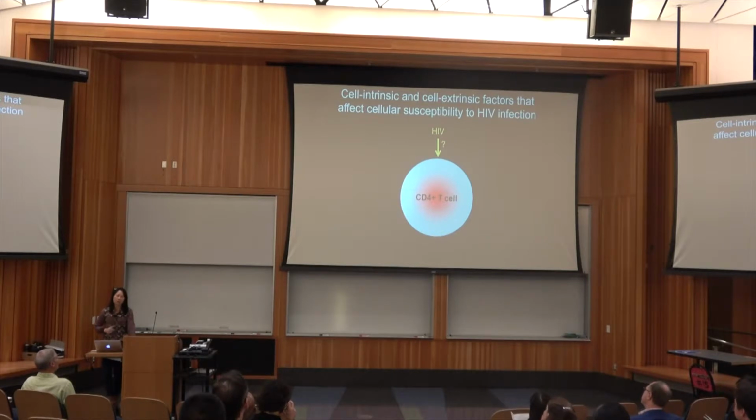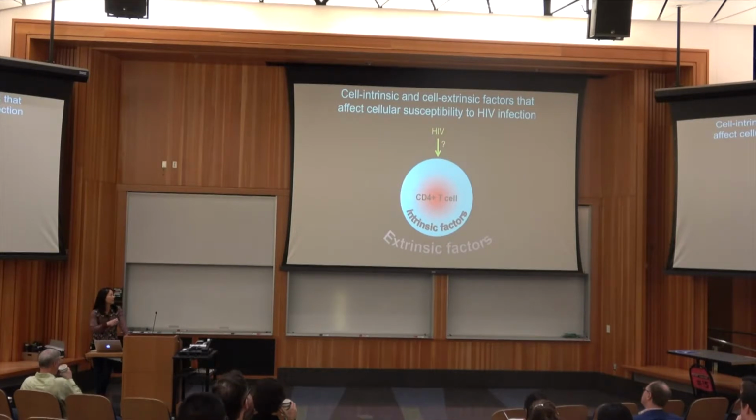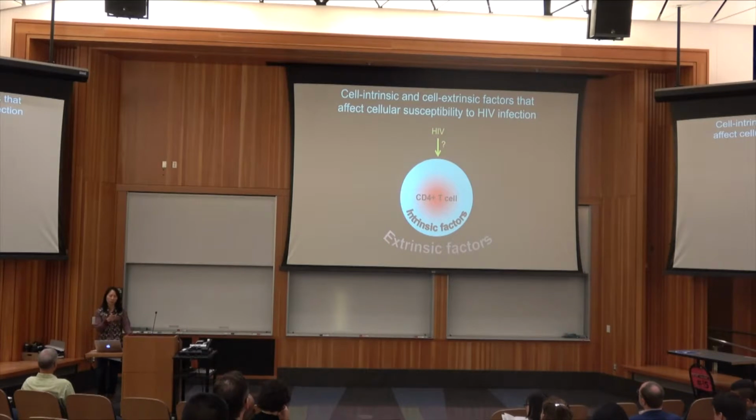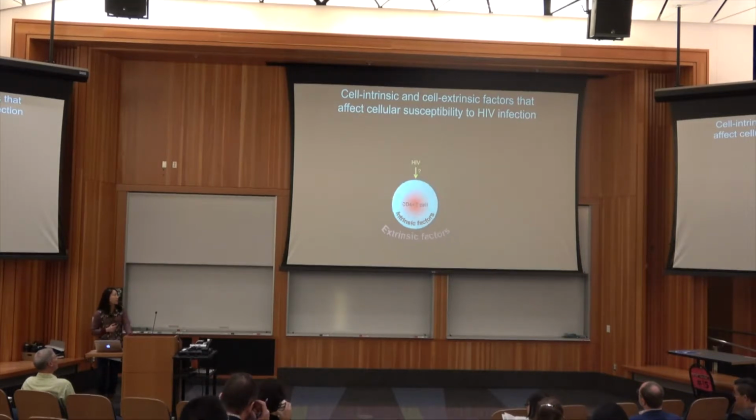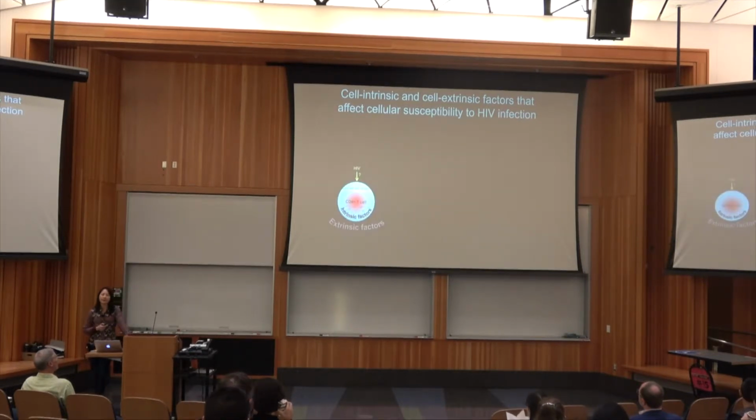As you probably know, the primary targets of HIV are CD4-positive T cells, but not all CD4-positive T cells are equally susceptible to the virus. And so we are interested in understanding both the cell intrinsic factors as well as cell extrinsic or external factors that will determine whether a particular CD4-positive T cell becomes infected or not upon exposure to the virus. And folks in my lab are addressing both of these aspects.